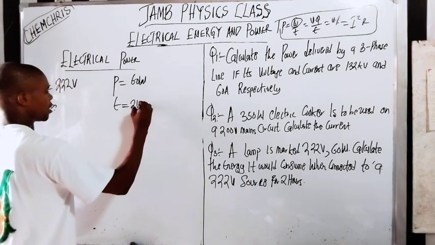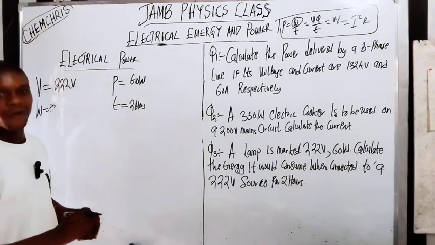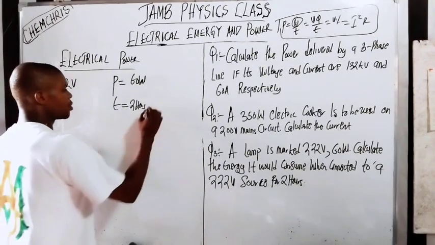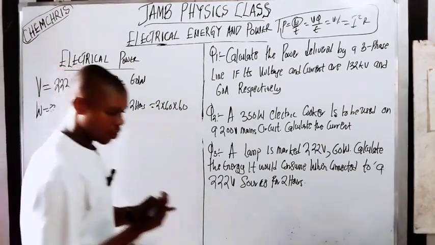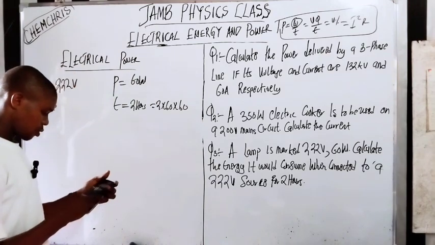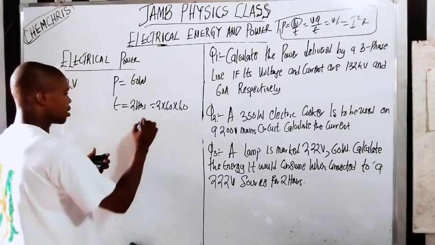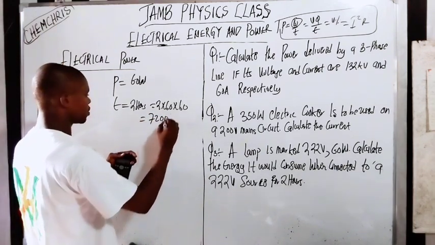2 hours. So remember we have to convert this one to seconds. Now when you have hours, you have to multiply 60 times 60, right? So it will be 2 times 60 times 60. Here we have 7200 seconds.